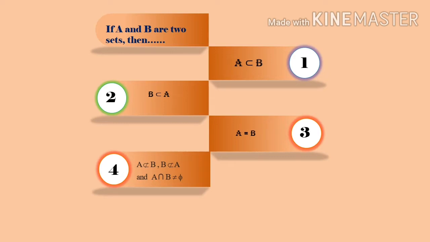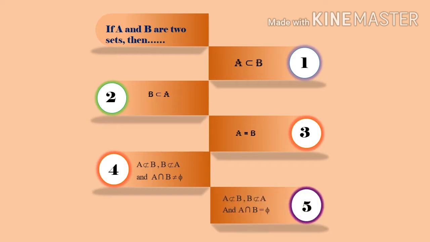And the last, 5th possibility is that neither A is the subset of B nor B the subset of A, and the intersection set of the two sets A and B will be equal to φ. That means a null set. That means the sets A and B will not have any common elements.